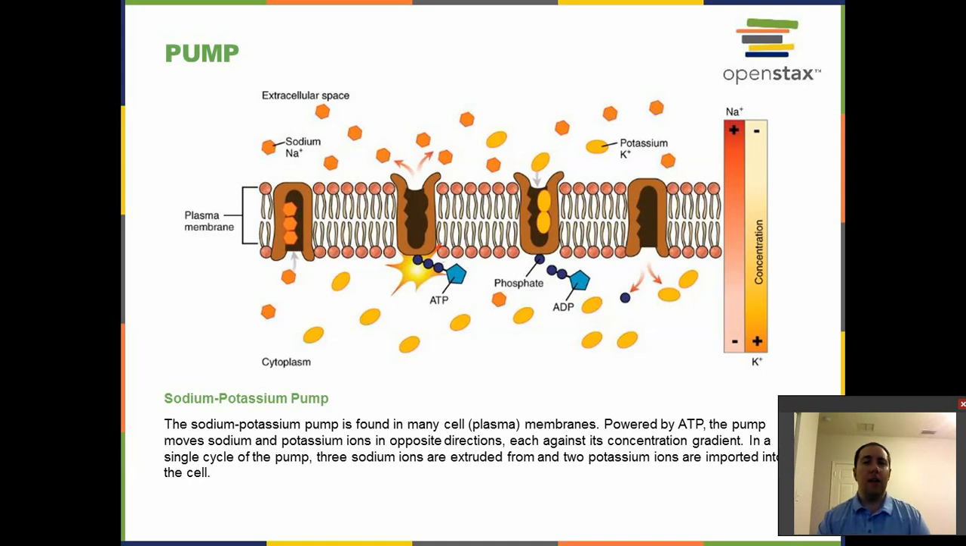This pump does both at the same time. It uses ATP as a source of energy, pumps 3 sodiums out and 2 potassiums in every time you make that pump go. So it is going against what physics wants to have happen.